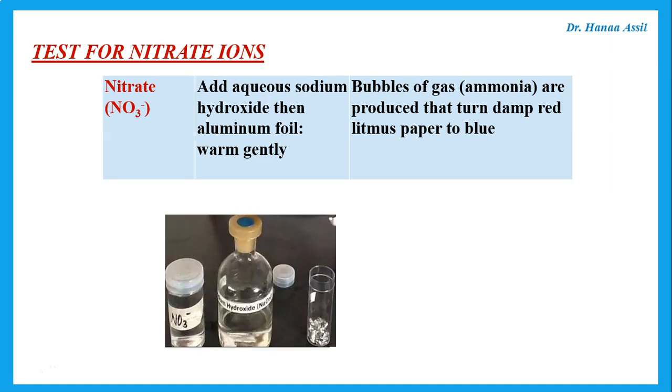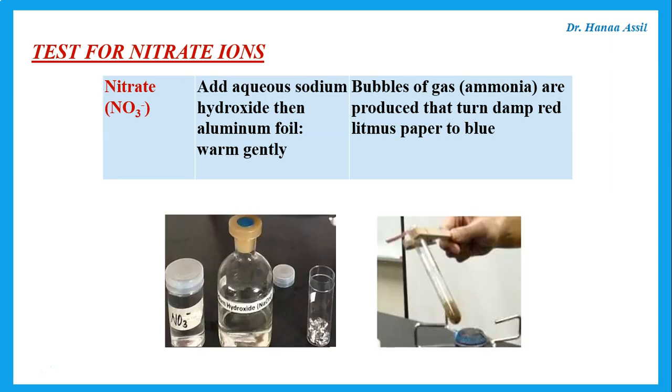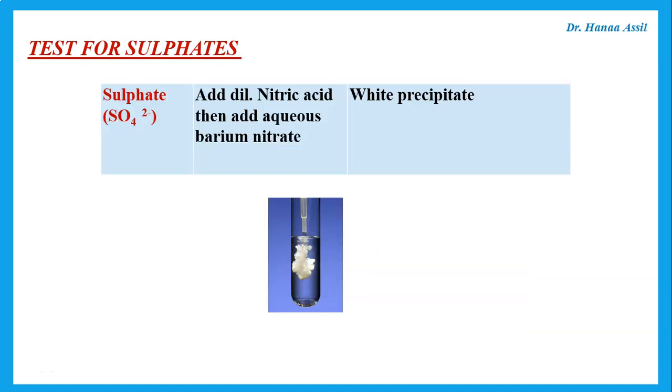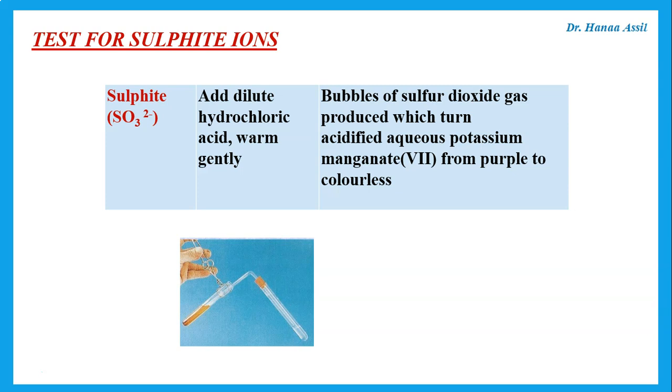What about the test for nitrate? For nitrate, we add aqueous sodium hydroxide and aluminium foil, warm gently, and we get bubbles of ammonia gas. How do I know it's ammonia? It turns damp red litmus paper to blue. Please revise all of this. Test for sulfate: nitric acid and barium nitrate solution. This gives a white precipitate.